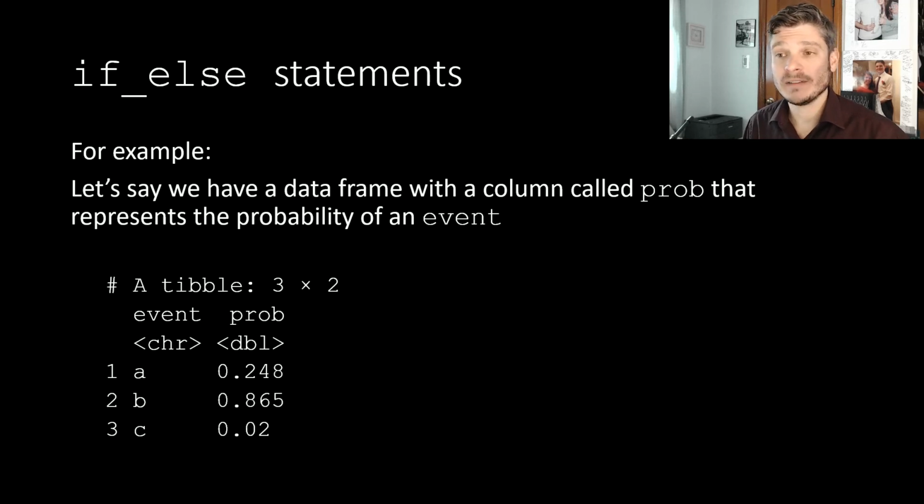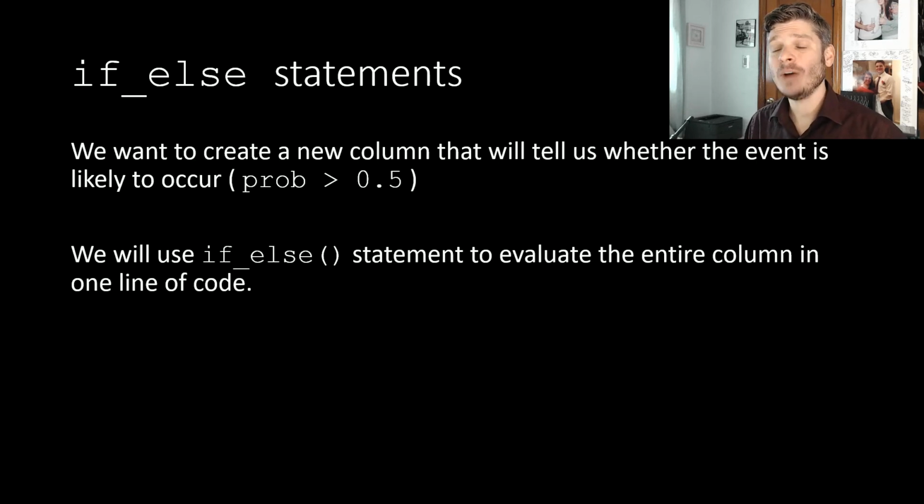There are 3 different events, A, B, and C, and they each have a different probability associated with that particular event. Let's say I want a new column that tells me whether the event is likely to occur, which means it has a probability of more than a half. Because again, we can look at the numbers, and obviously the numbers are data and they're valid, but sometimes just looking at a huge table of numbers is not particularly useful.